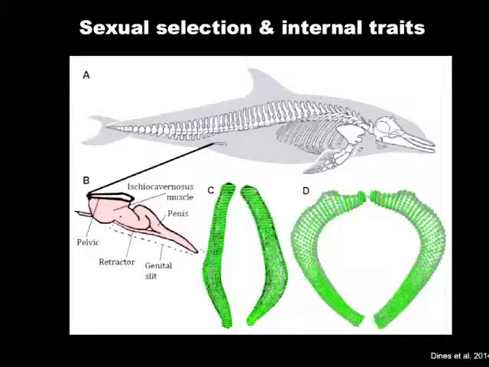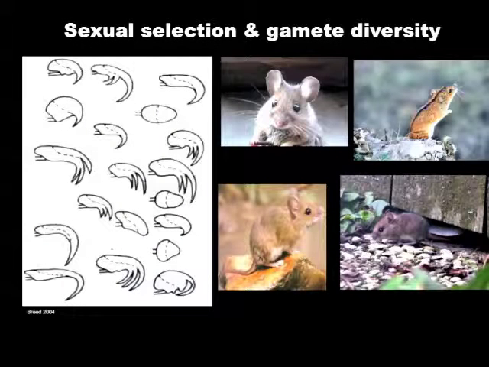Recently, we published a paper on whale pelvic bone evolution. It turns out you see a lot of similar patterns in the pelvic bones. This is internal anatomy that serves as an anchor for muscles that control the penis. So it's not the penis, it's muscles that control the penis. And we uncovered some very interesting patterns of rapid evolution in this internal infrastructure that supports the genitals. If we look at sperm, here's the same concept, okay?